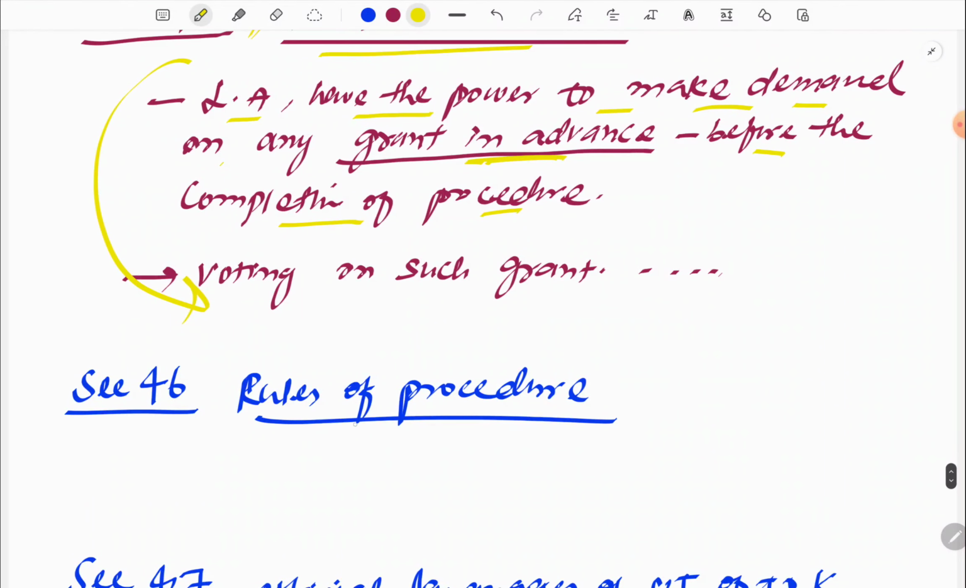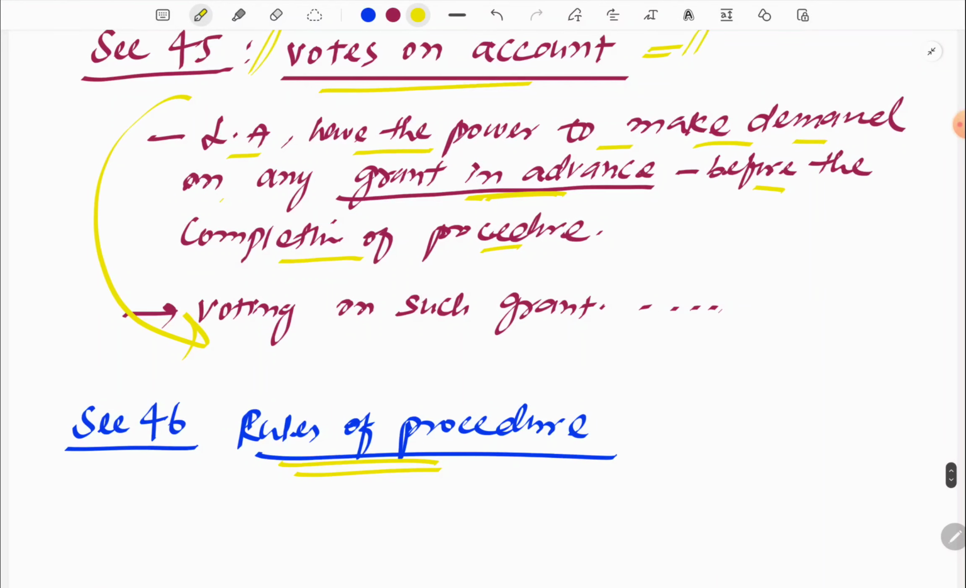Section 46 tells us about the rules of procedure, meaning all the responsibilities and duties of the ministers, the LG, and all the members associated with it, how they proceed with these processes and how they complete them, in completing and analyzing the bills. That's called the rules of procedure. So that is section 46.